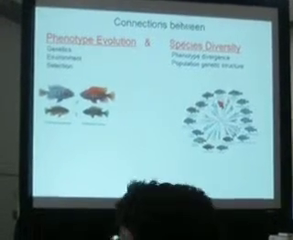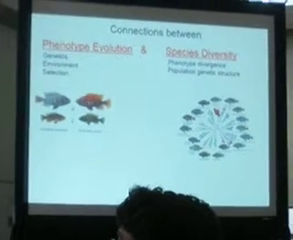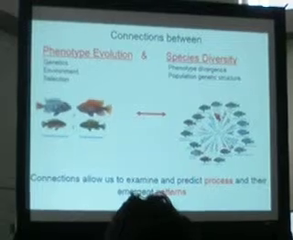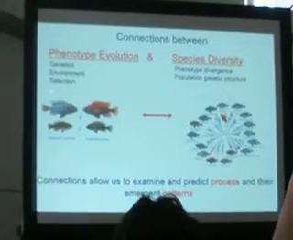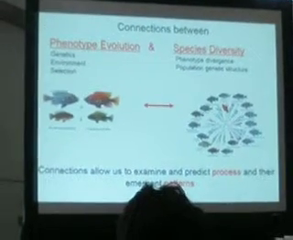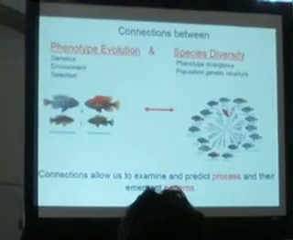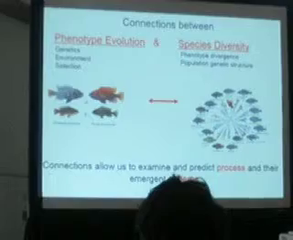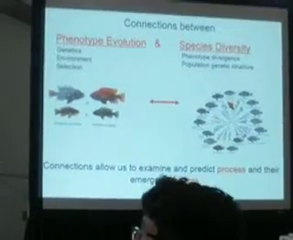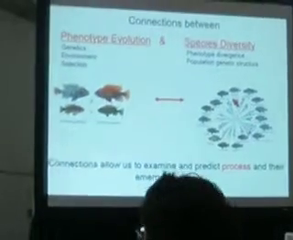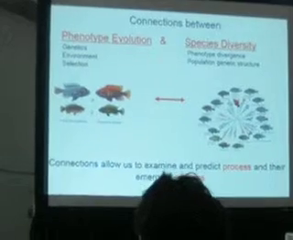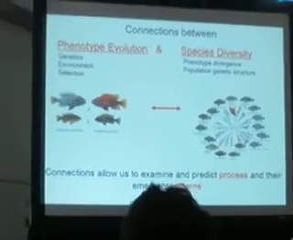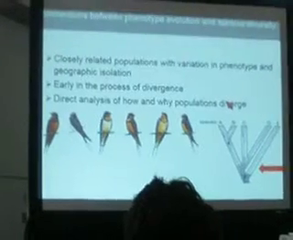A particularly fruitful way of thinking about this really large question is to look directly between two scales of analysis. That is, everything we know about how phenotypes evolve within populations, and asking whether or not there's a dynamic and important interplay between those evolutionary processes and those larger scale patterns, thus allowing us to examine and predict the process and their emergent patterns.